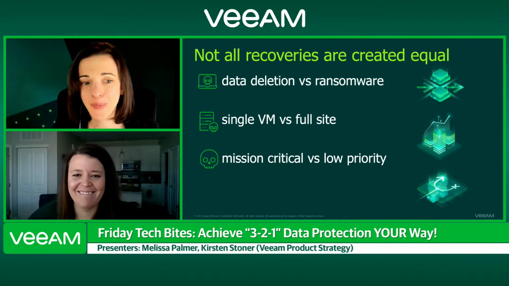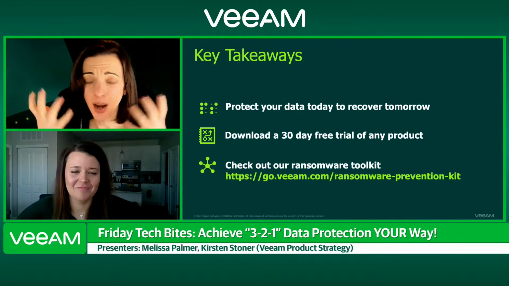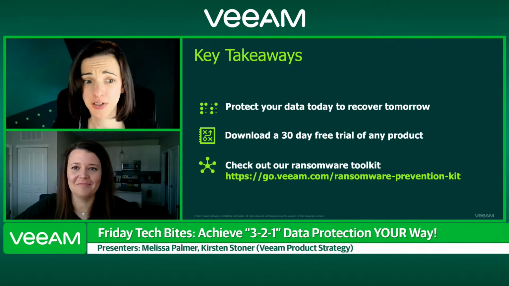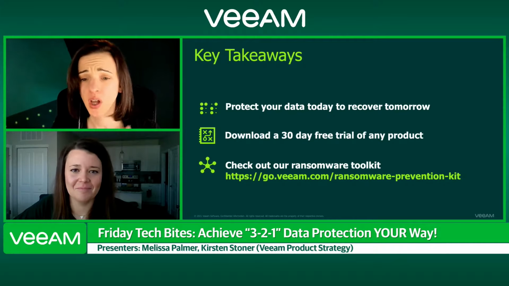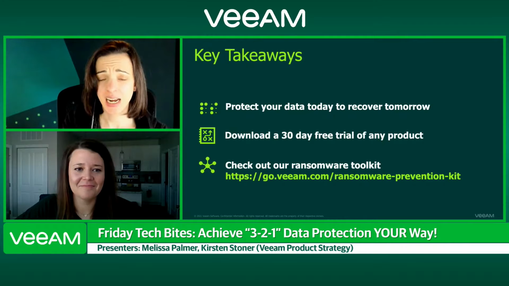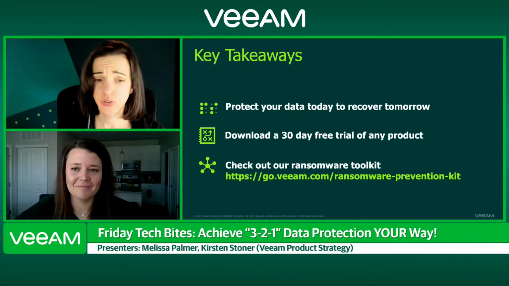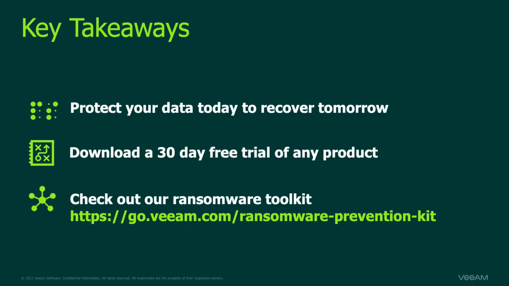So let's recap what we talked about today and some key takeaways. Protect your data today to recover tomorrow. We've talked a lot about the 3-2-1 rule, immutability, all that good stuff, and different ways you can recover. But the key takeaway is you need to have those immutable backups: 3 copies of your data, 2 different media types, one offsite, one air-gapped or immutable, and 0 errors after recovery, so that tomorrow, if disaster or ransomware strikes, you can recover.